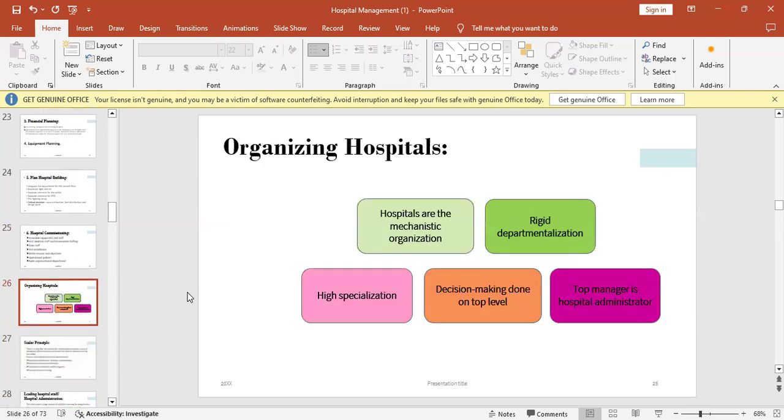Organizing hospitals. Hospitals are mechanistic organizations. They should have rigid departmentalization, high specialization, decision making done at the top level, and the top manager is the hospital administrator.